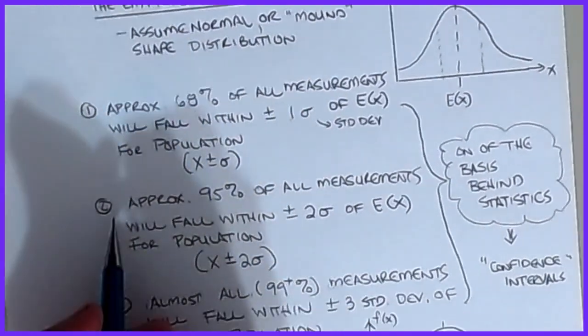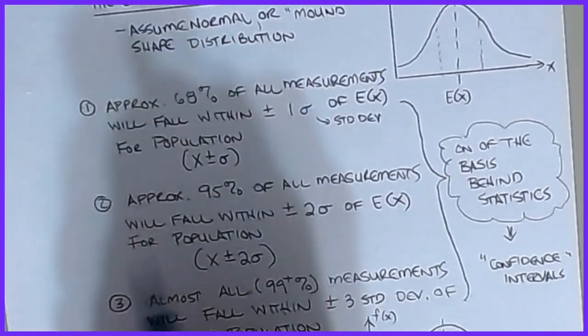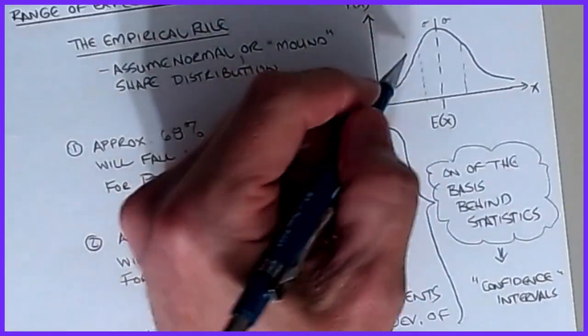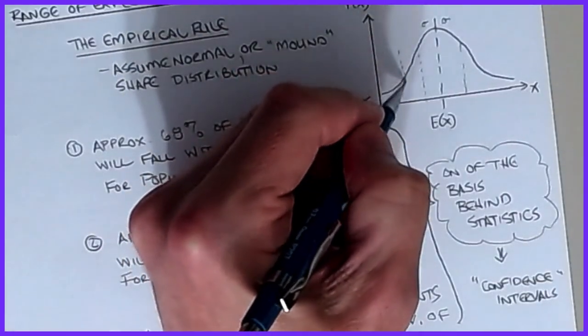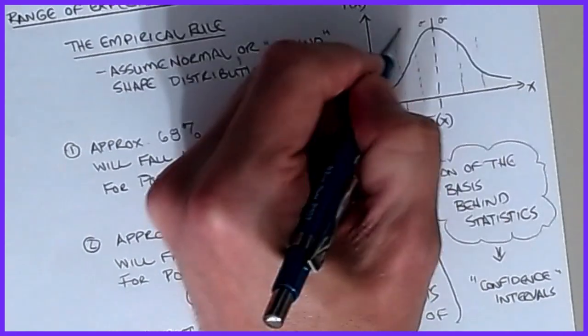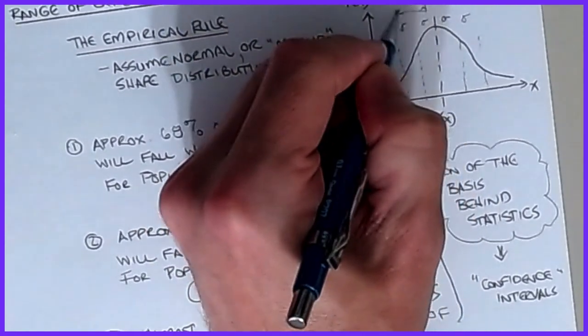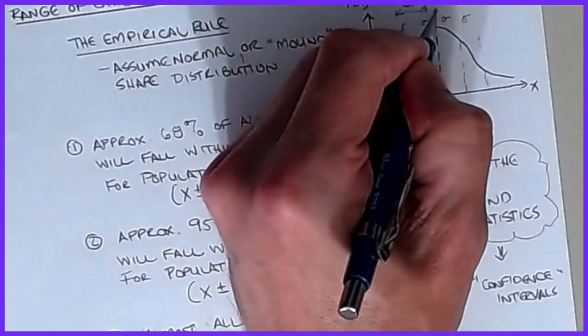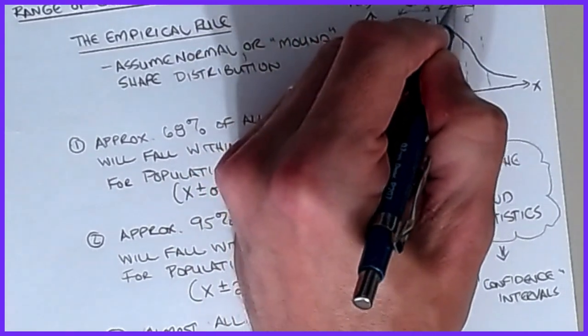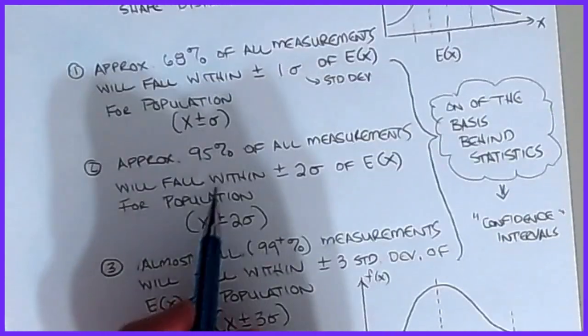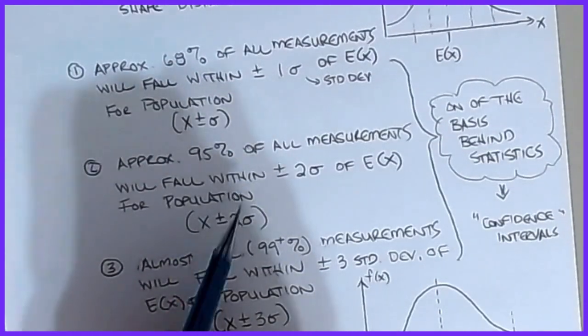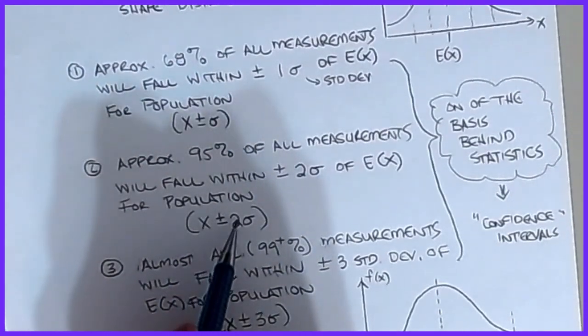The second rule says that approximately 95% of all measurements will fall within 2 standard deviations. So if I go out to here and out to here, now I go another sigma on there. Now I've gone 2 sigma, and over here I've gone 2 sigma, and 95% of all measurements will fall within that band. So that's x plus or minus 2 sigma.